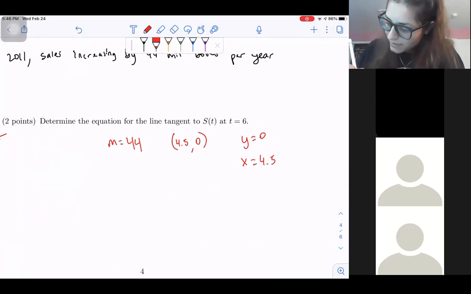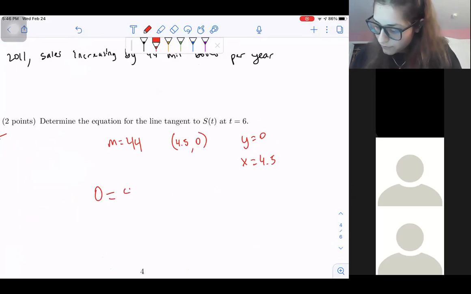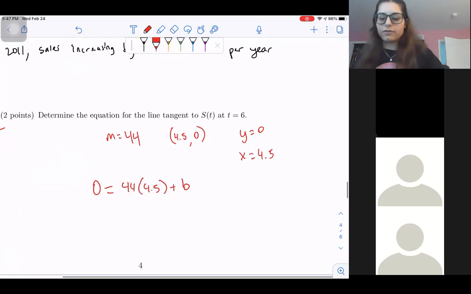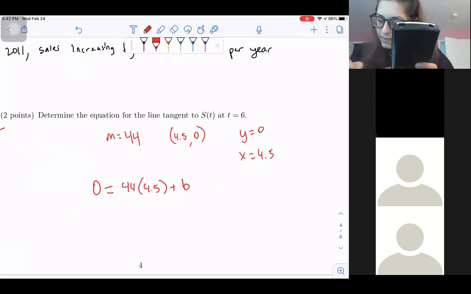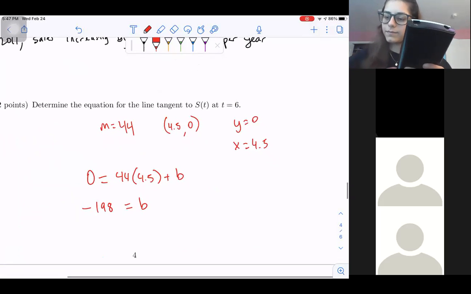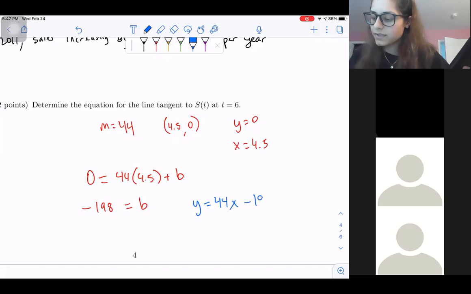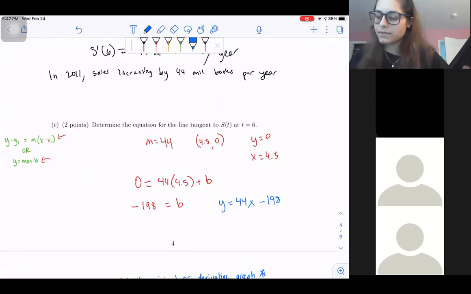All right, so 0 equals 44 times 4.5 plus b. And 44 times 4.5 is 198. So we'll have negative 198 equals b. And so our official equation will be y equals 44, which is our slope, times x minus 198, which is our y-intercept.